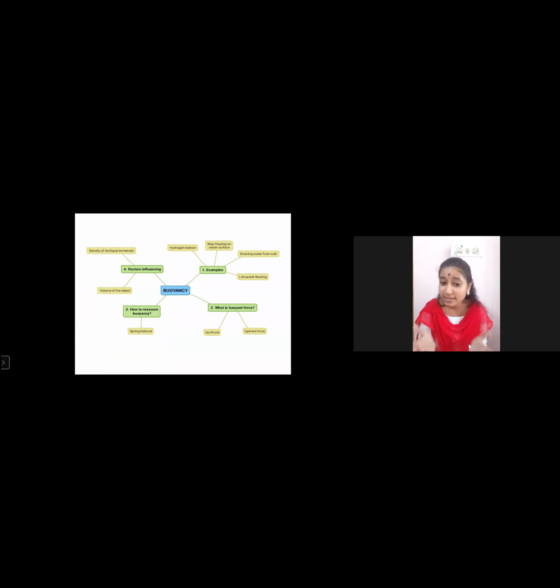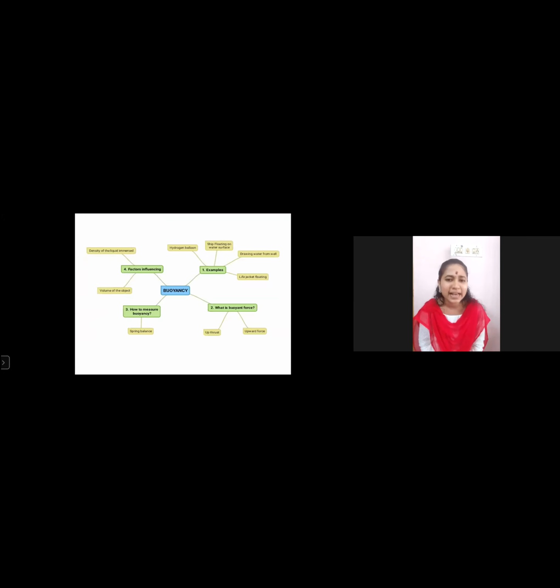We have seen what is buoyancy. First of all, we started our session by discussing certain examples. And secondly, we have seen what buoyant force is, which is nothing but upthrust or upward force. And then we came to how we could measure buoyancy. It is via spring balance. And finally, we have come up with the factors which are influencing buoyancy, which are none other than the density of the liquid as well as the volume of the object.